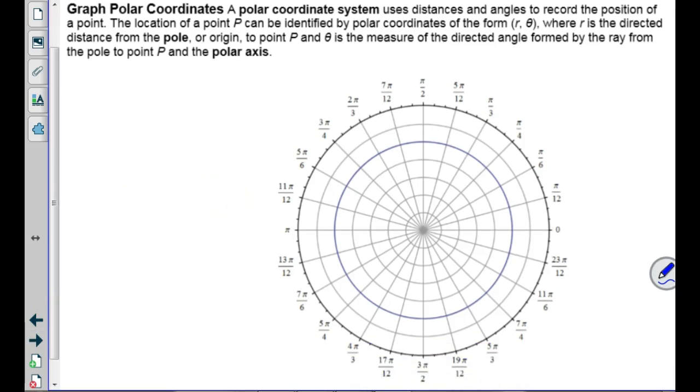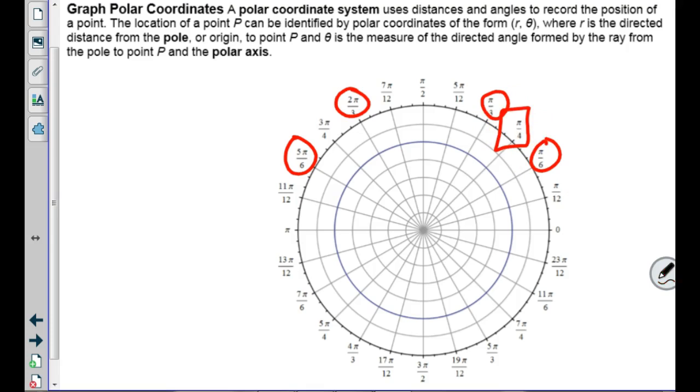This is a piece of polar graph paper with the 12ths labeled. So pi over 12, pi over 6, pi over 4, pi over 3. We're going to use this same kind of graph paper, but it's probably only going to have the thirds and sixths labeled, just like we usually count. But in between pi over 6 and pi over 3 is pi over 4. Everybody seeing this? Because when they're not labeled, you're going to have to know where those are.